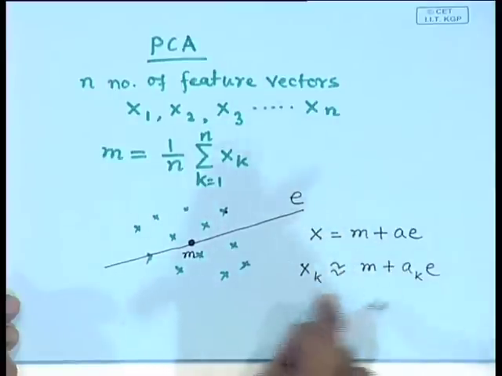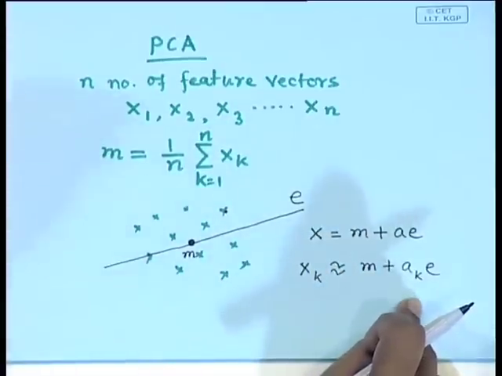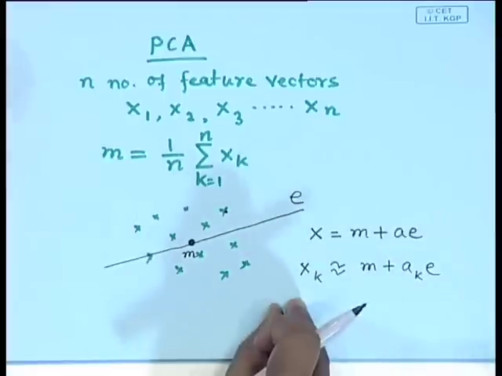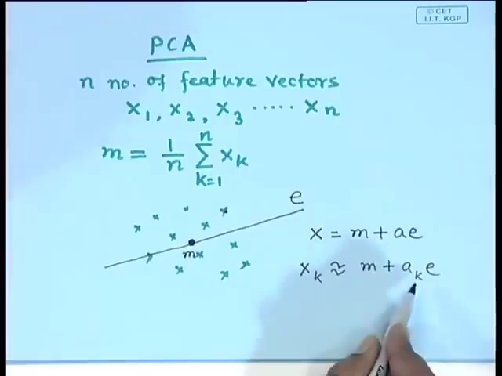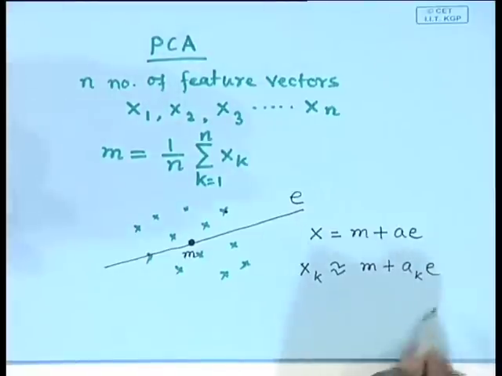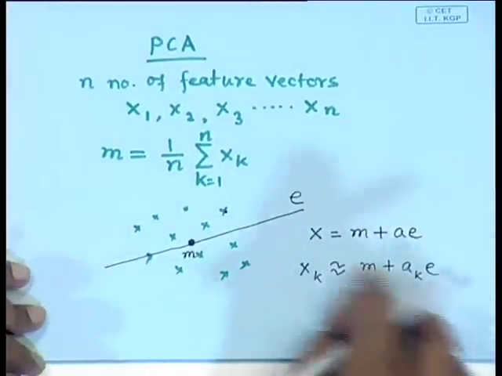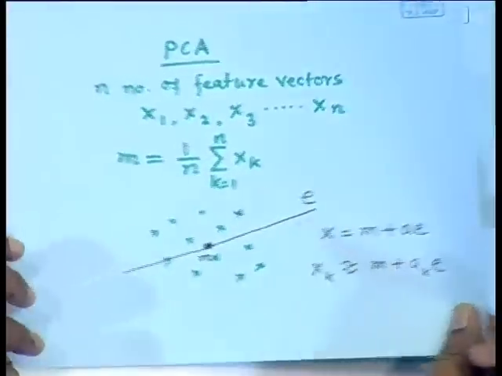Now, while doing this, definitely I have incorporated some amount of error, because x k is of dimension d, and I am representing this x k by a point on the line. So obviously, while doing so, I have incorporated some amount of error. And what is that error? This is nothing but m plus a k times e minus x k. x k is the original one, and this is the one that I have represented.